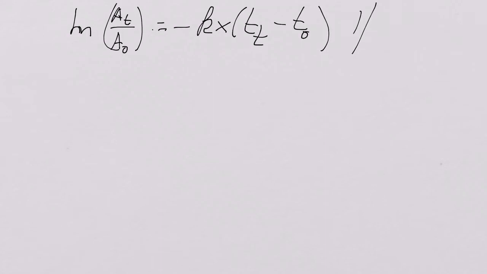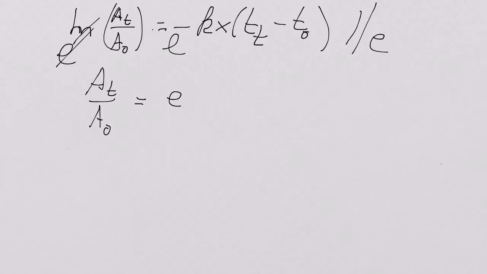We take both sides to the power of e. e and ln are the inverse operations, and we get basically e and e. Yeah? e and ln, what happens to them? They cancel each other out. So we've got at over a0 equals e to the power of minus k times t minus t0. Make sense?